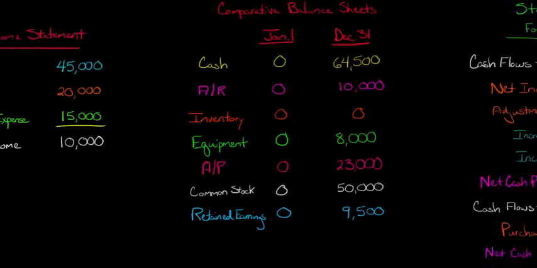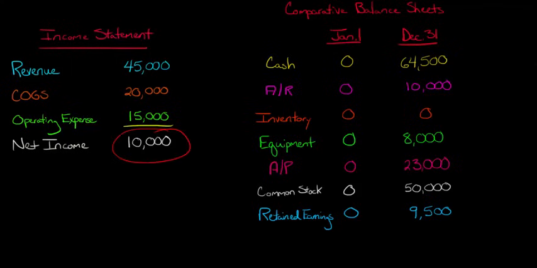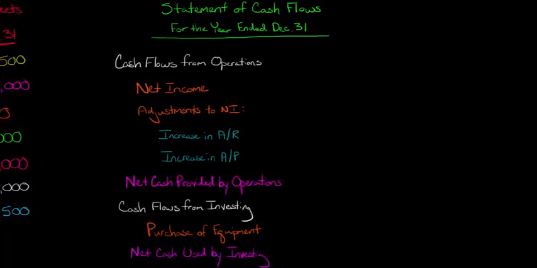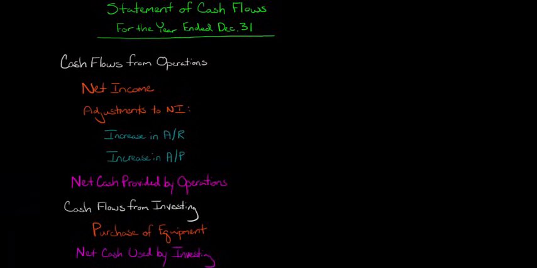So our statement of cash flows, again, we're going to start with this net income of $10,000. I'm going to make a little room here. We've got our statement of cash flows, and we've got our cash flow from operations. Remember we said we start with that. And we've got net income of $10,000. So I'm going to put that $10,000 right here.